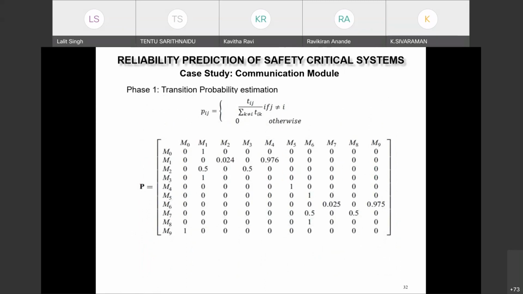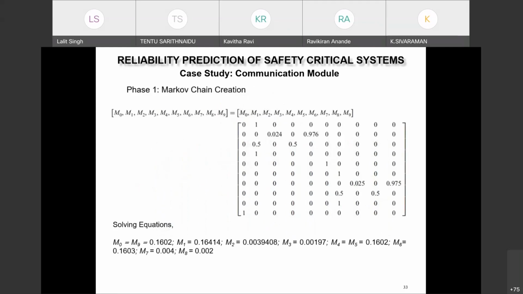Which is very simple. If, for example, I want to calculate the probability from state I to state J, it can be equated as the transition rate from I to J, and we have to normalize this transition rate. For the normalization, I'll have to sum up all the transition rates from I to the rest of the states. This is applicable if J is not equal to I, otherwise it is 0. And hence we can derive the transition probability matrix. So from the transition rate matrix, we can derive the transition probability matrix.